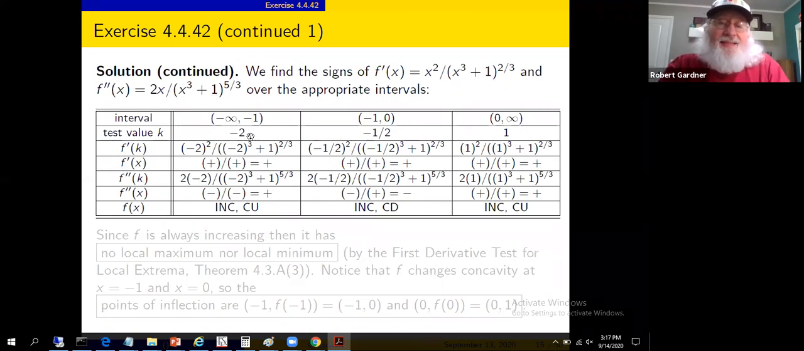Let's check this first column. I plug -2 into the derivative, so we'll have -2 squared divided by (-2 cubed plus 1) to the 2/3 power. And I put, as usual, what I substituted in, in parentheses so you can find it. Let's just worry about the signs. All that matters is the sign. I don't care what number this is. I just care whether it's a positive or negative number.